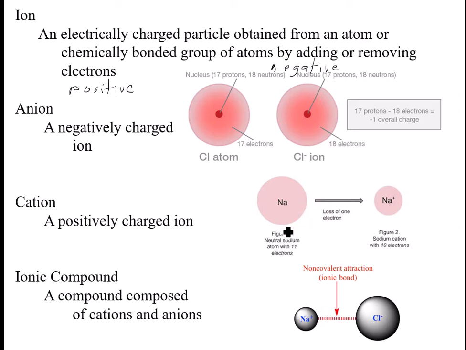For sodium, okay, sodium is element number 11. So a sodium atom has 11 protons and 11 electrons. If I lose 1 electron, this one has 11 protons and only 10 electrons, whereas this one has 11 protons and 11 electrons. Okay, and that's a cation, or a positively charged ion. And an ionic compound is when the positive ion, like sodium, and the negative ion come together. Okay.